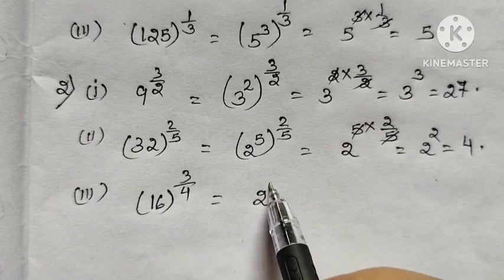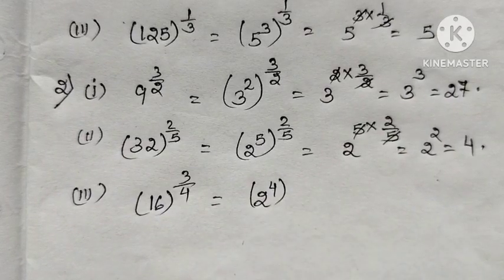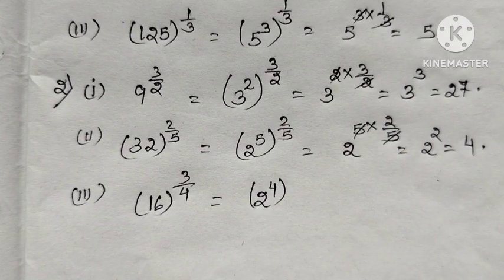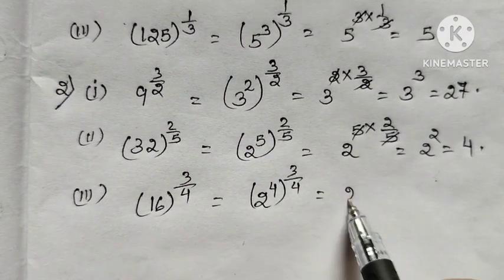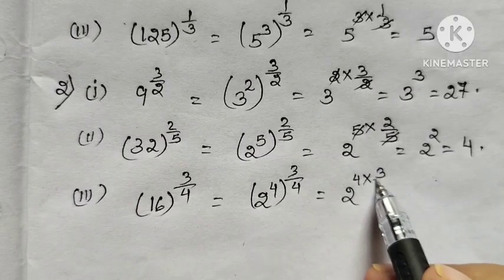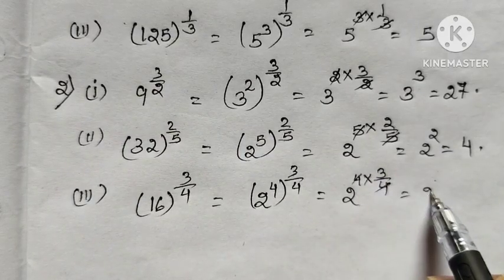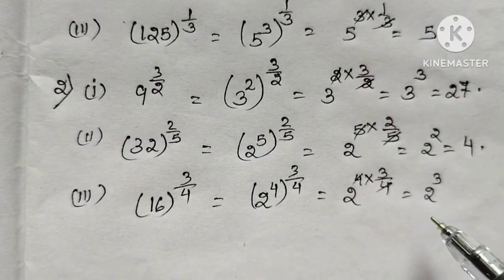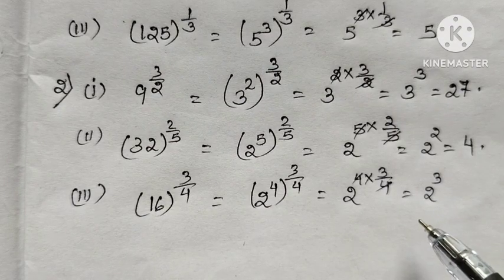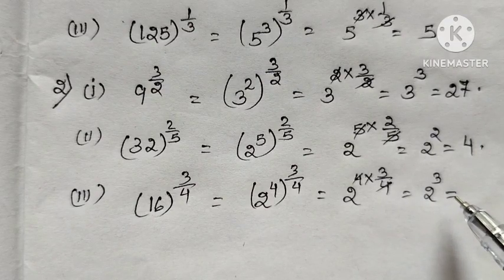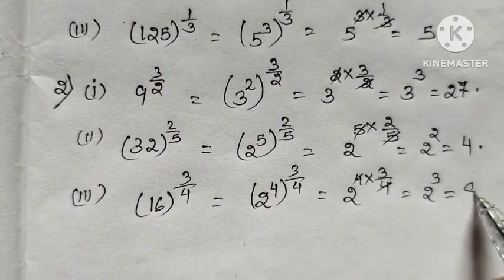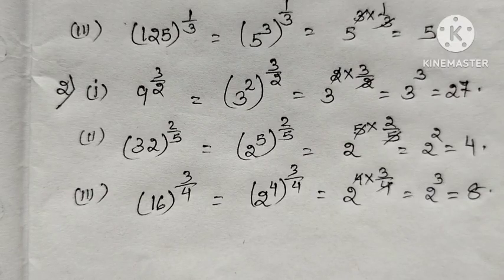Then the third question is given 16 to the power 3 by 4. 2 to the power 4 is 16. 2 to the power 2 is 4, 2 to the power 3 is 8, 2 to the power 4 is 16. So 2 to the power 4 into 3 by 4. The answer is 2 to the power 3. 2 is multiplied 3 times: 2 into 2 into 2. The answer is 8.